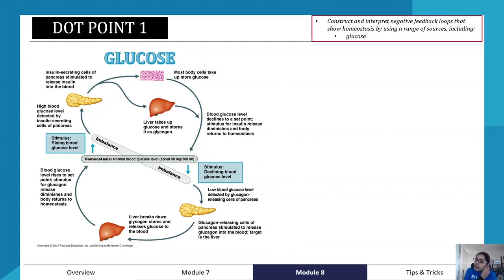Now, if you eat a meal or something really sugary, that's going to be a stimulus, and our stimulus is going to be the rising blood glucose levels. You've had a big meal, high in carbohydrates, so there are rising blood glucose levels as a result. High blood glucose levels are detected by the insulin-secreting cells of the pancreas. There are beta cells in the pancreas that secrete insulin, and these beta cells immediately recognize that the blood sugar is increasing.